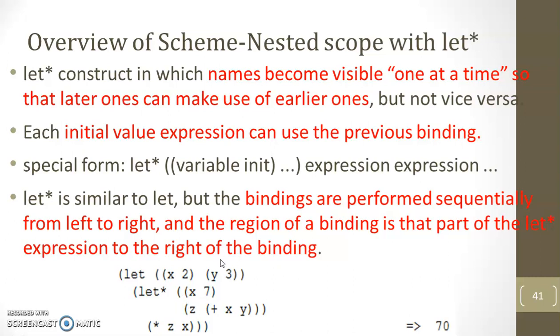In the case of let, it goes to the outer scope. So what will be the result here? x will take the value 7. y will be 3, because y is not defined inside this let scope, so it goes to the outer scope. So you get the result 10, so z will be 10. x again is the value given in the previous scope, that is 7. So 10 into 7 will be equal to 70.